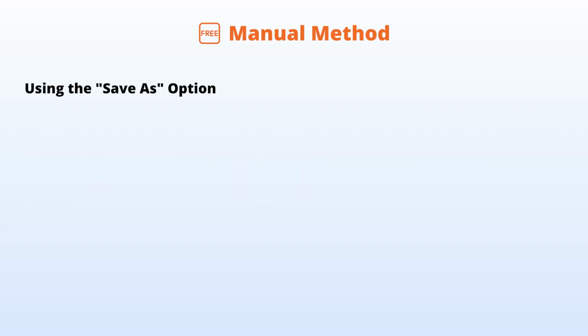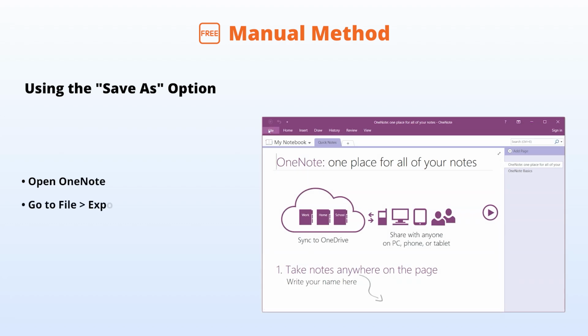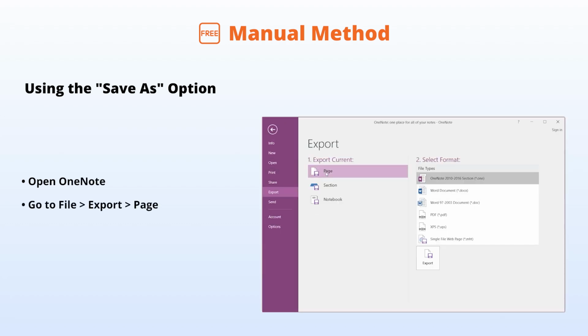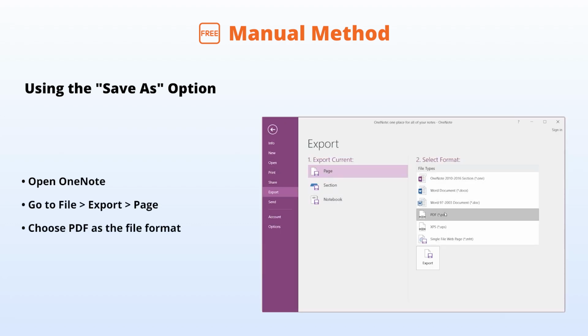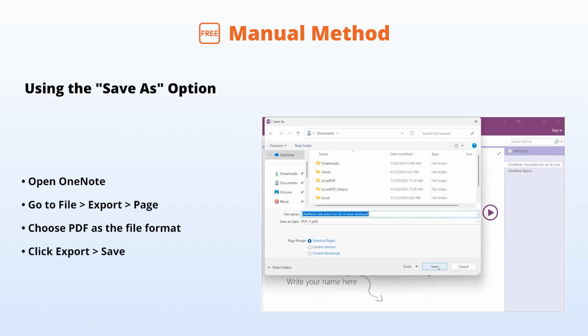Using the Save As option, open OneNote, go to File, then Export, and select Current Page. Choose PDF as the file format, click Export, and then Save.